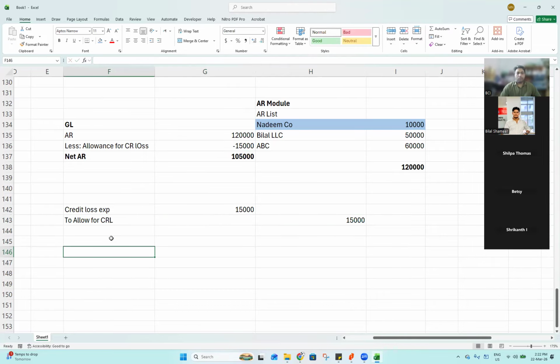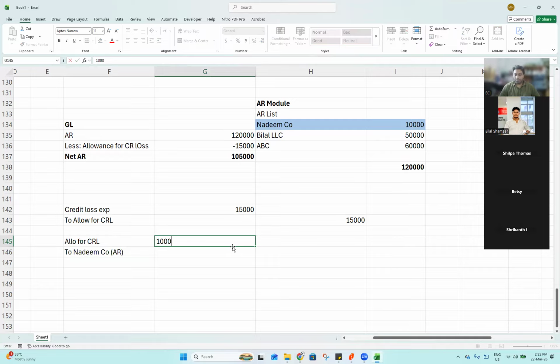Now you realize that I became bad. Now your journal entry will be what? You have to remove me from the books, right? So allowance for credit loss debited, and credit to Nadeem Co. Nadeem Co is under what? AR. So 10,000 will be removed from here and 10,000 will be removed from here.